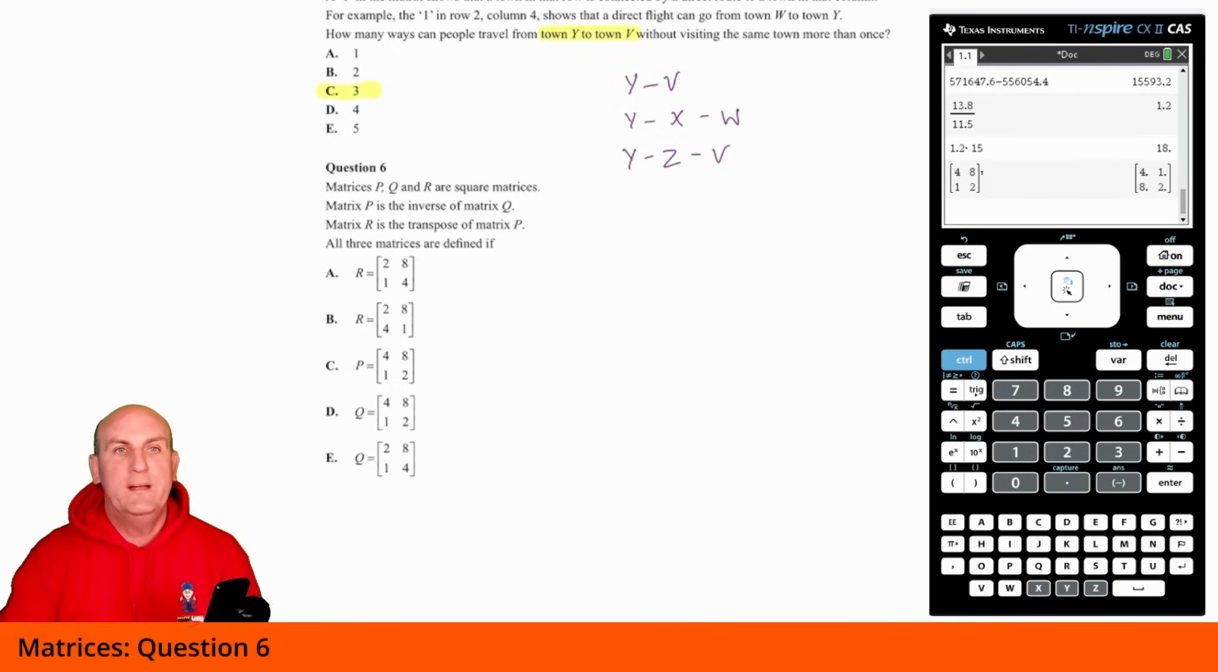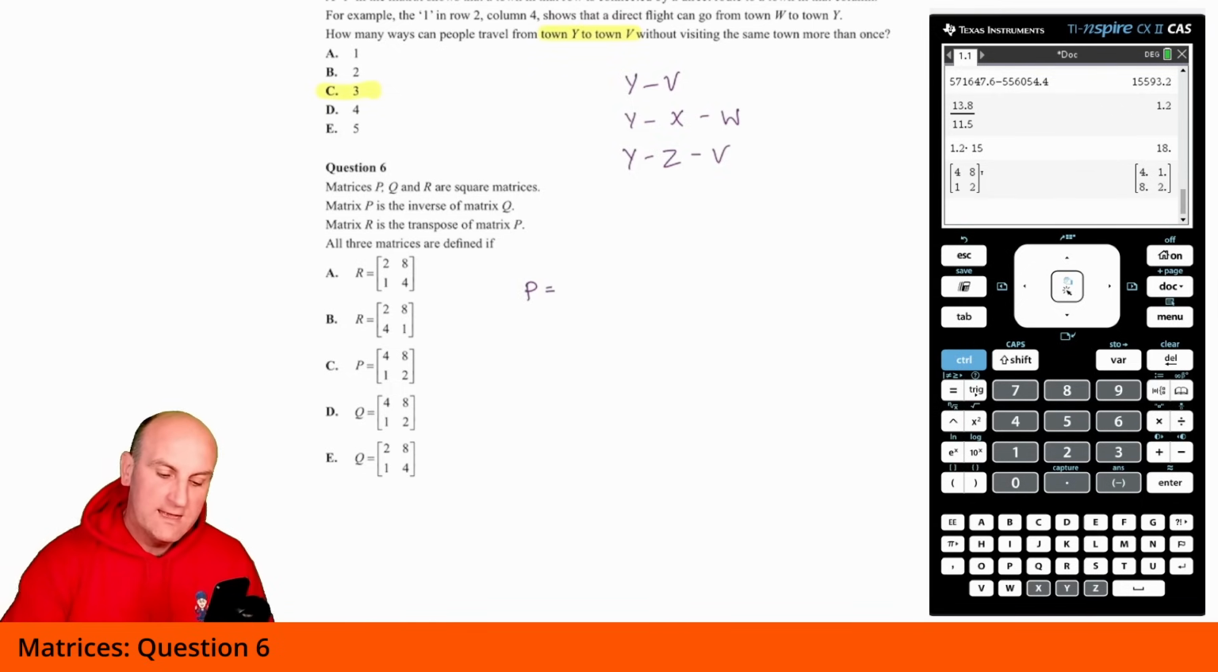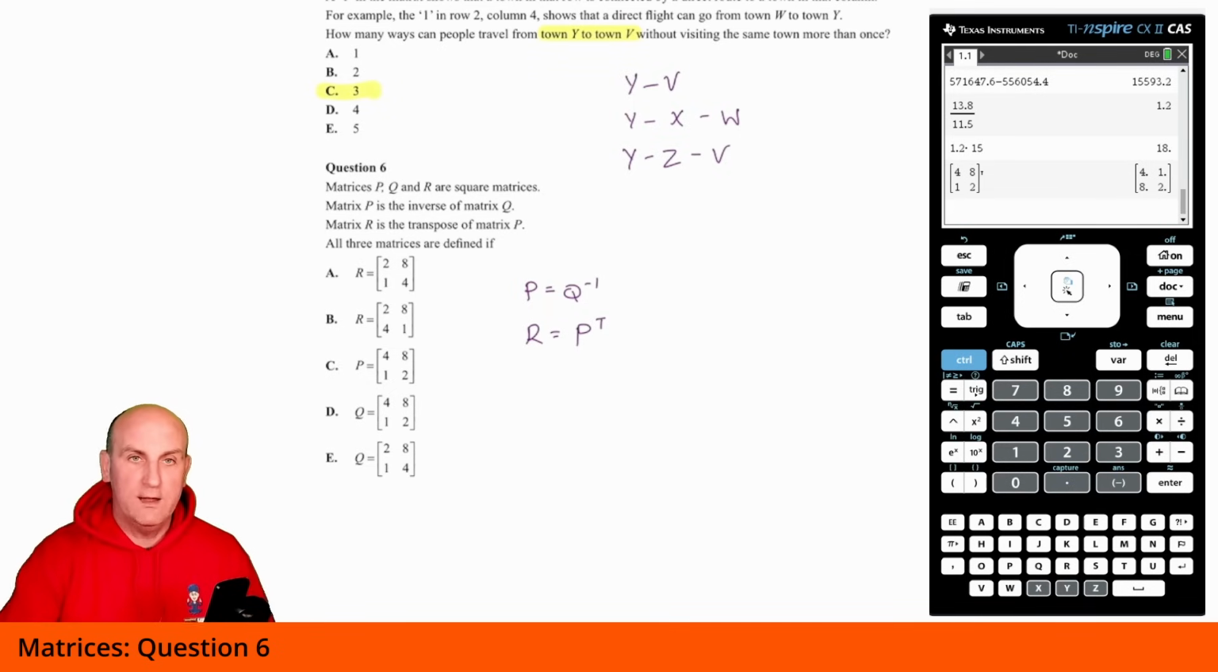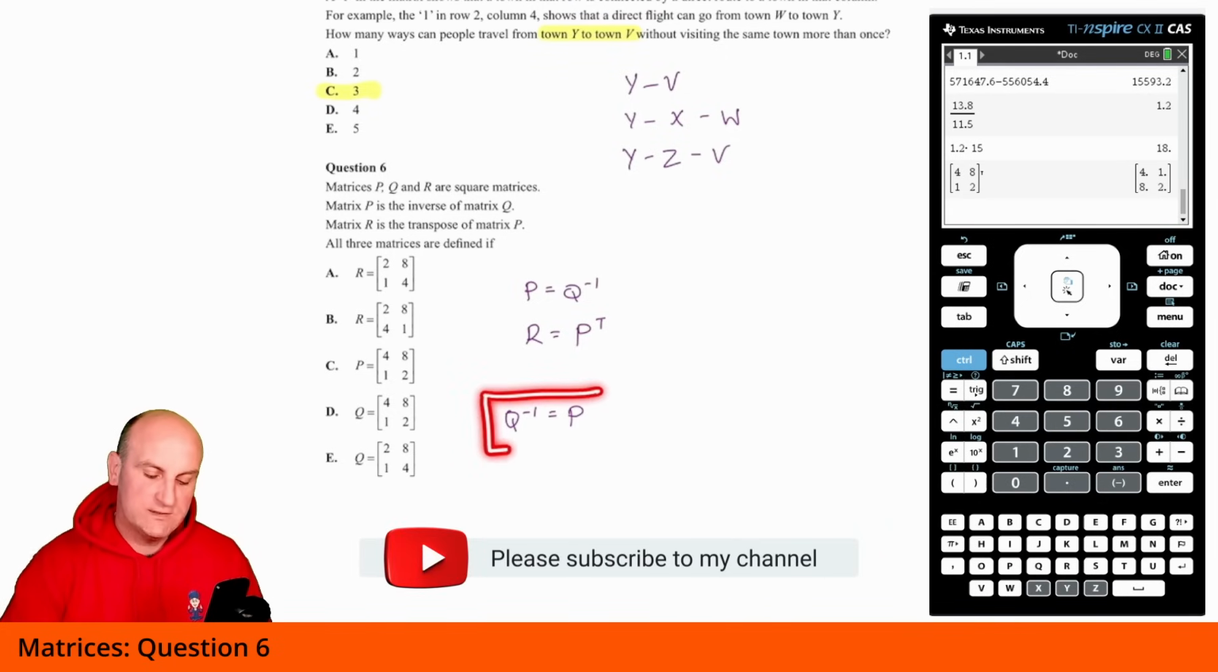Rightio. So it goes: matrices P, Q, and R are square matrices. Matrix P is the inverse of matrix Q. Matrix R is the transpose of matrix P. What else do we know? All three matrices are defined. So what I'm going to do now is say we now know that Q to the minus 1 is P. All I've done is taken this one around here and moved it. So the inverse of Q gives me P.